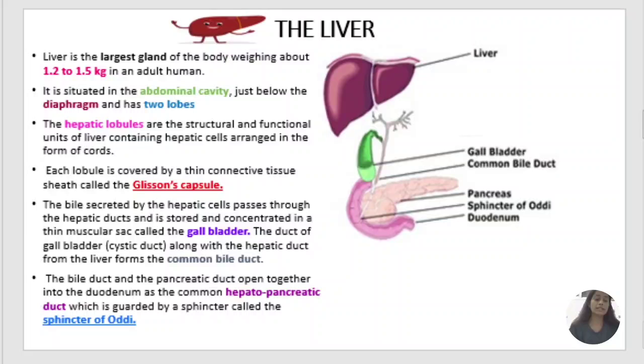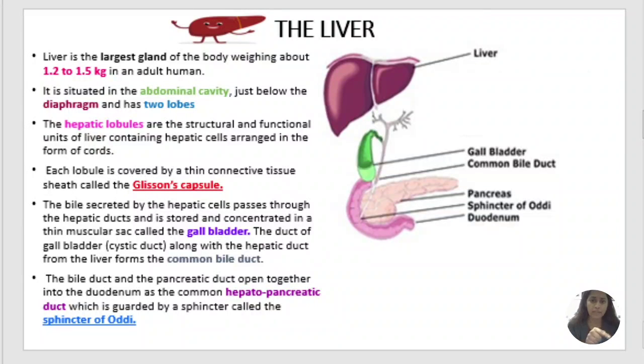The bile secreted by the hepatic cells passes through the hepatic ducts and is stored and concentrated in the thin muscular sac called the gallbladder. The duct of the gallbladder, which is the cystic duct, along with the hepatic duct from the liver, forms the common bile duct. Now in the image you can see there is a liver, and then you can see the green one is the gallbladder, and then you can see the common bile duct.